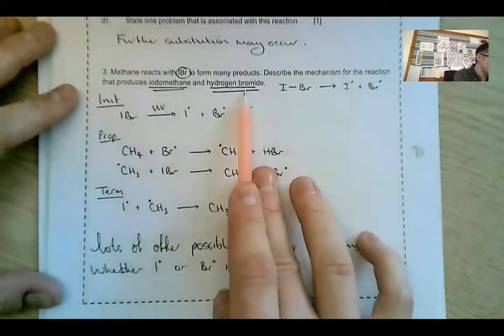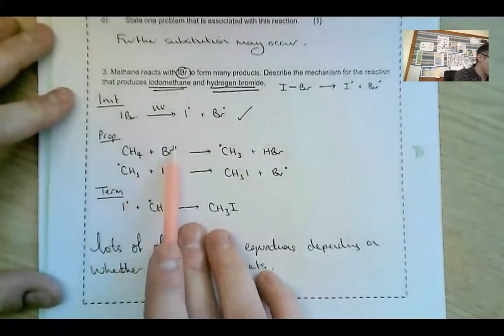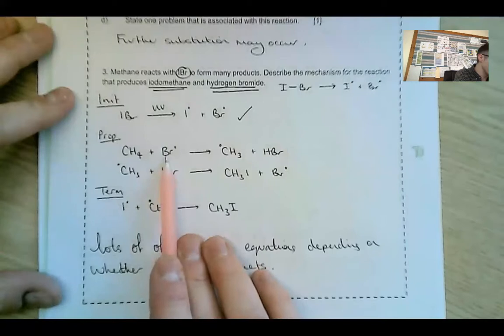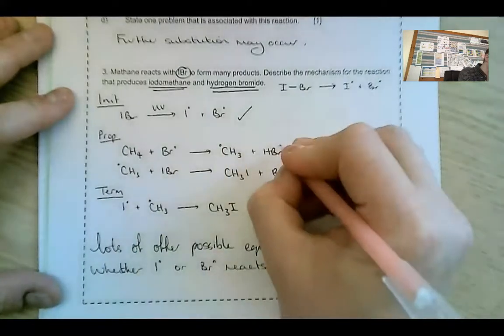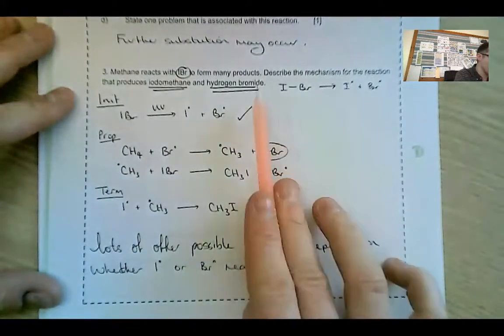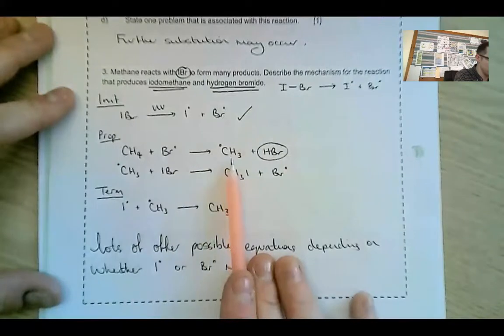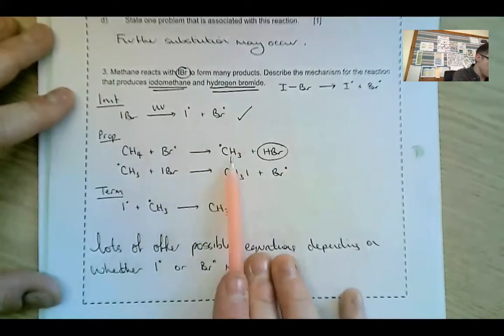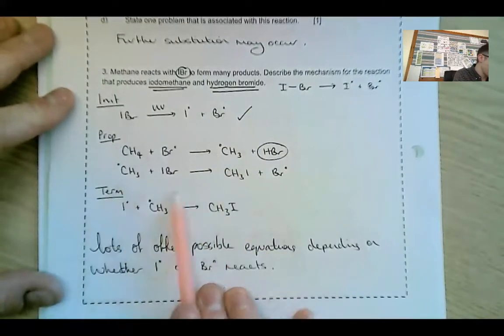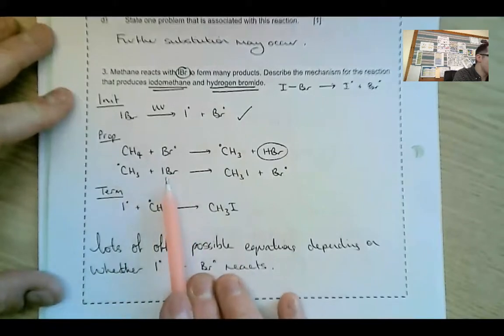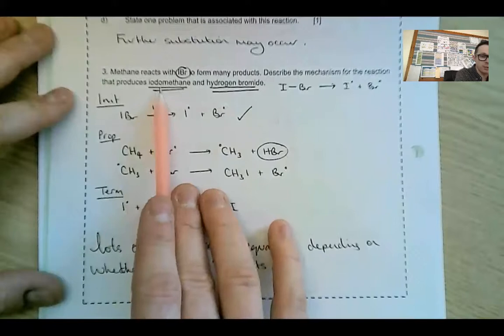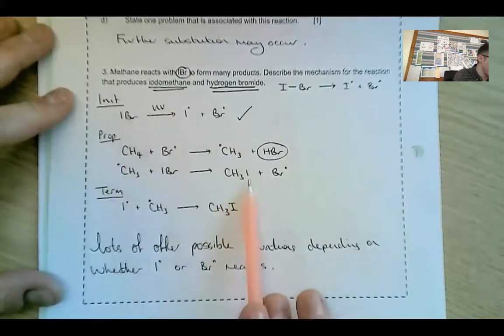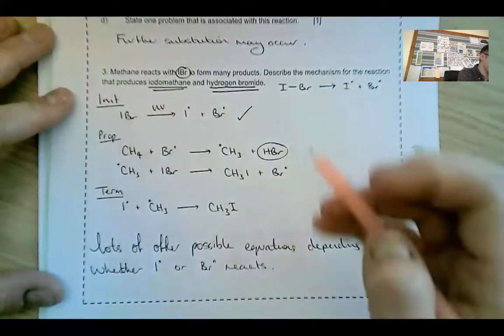So for that reason, the first propagation step has to involve the bromine radical, because this takes a hydrogen off our methane, and it makes the HBr product that the question wants, as well as this methyl radical. The methyl radical then reacts again, and if it collides with the IBr, we know it has to be the iodine that's going to attach onto it, because that's what the question wants. So CH3I, and it reforms a bromine radical.